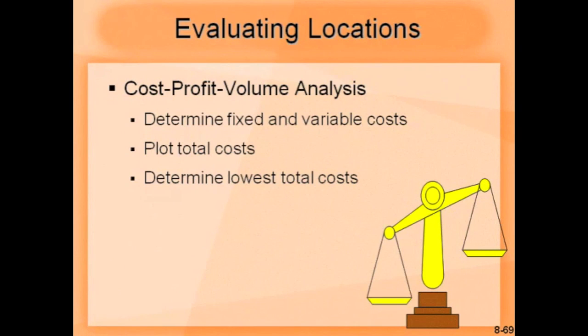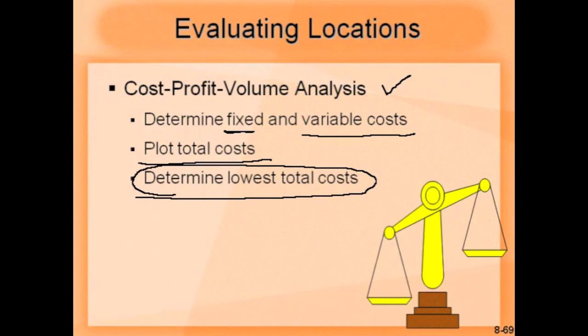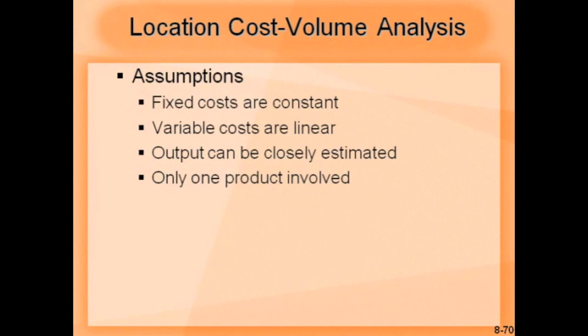For evaluating locations, we use cost-profit-volume analysis, which we had looked at earlier in one of the chapters. We find the fixed and variable cost, then plot the total cost, and choose the one which gives the lowest total cost. Some of the assumptions are that the fixed costs are constant, variable costs are linear, output can be closely estimated, and only one product is involved. So we are doing this analysis for one product at a time for choosing the proper location.